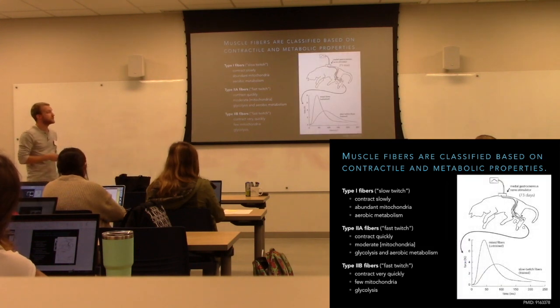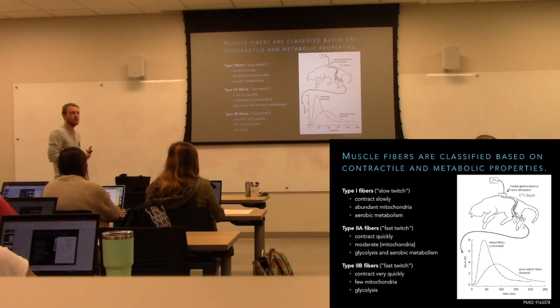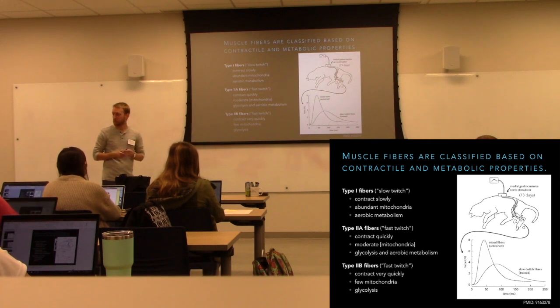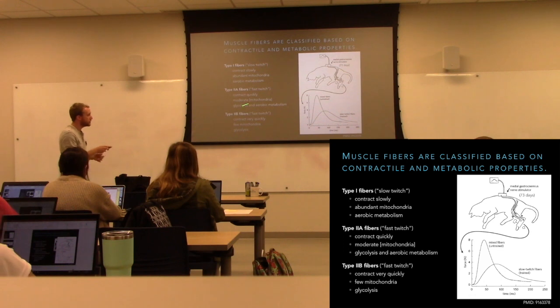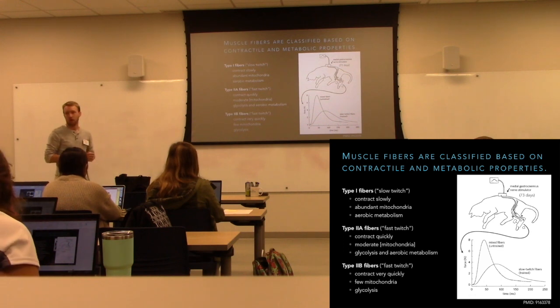Now you notice that they're different sizes, so their relative abundance in the cell, their relative abundance in the muscle isn't always uniform. You can change the amount of fast twitch versus slow twitch fibers based on use.